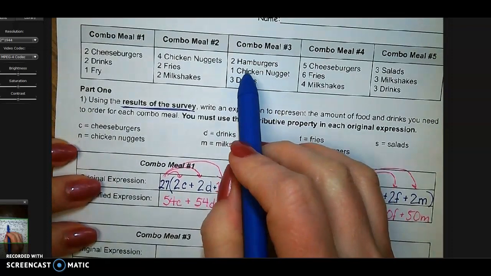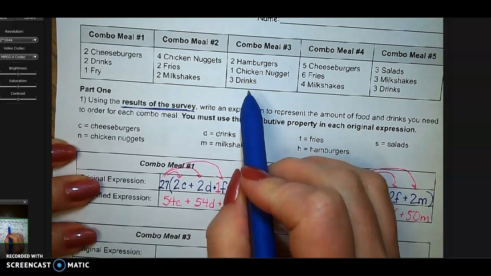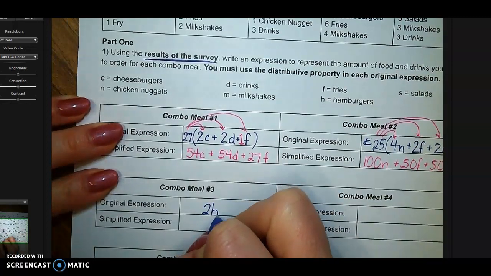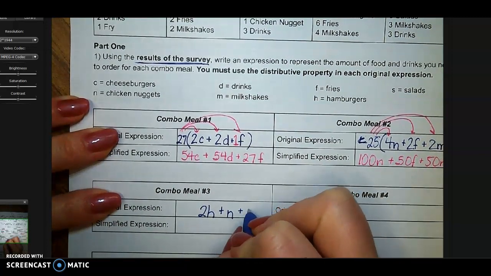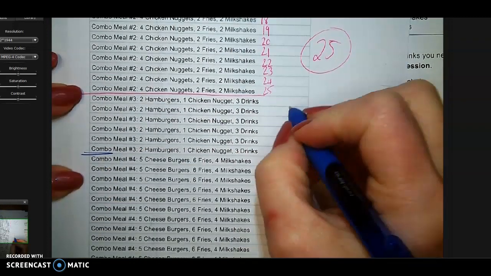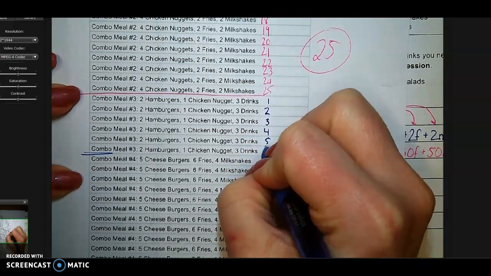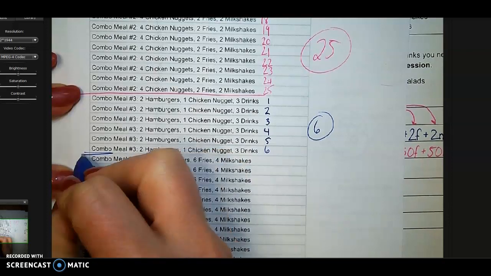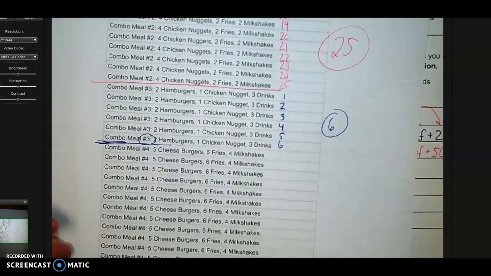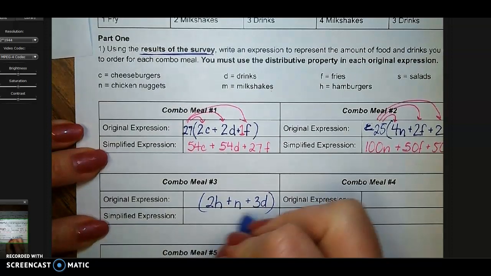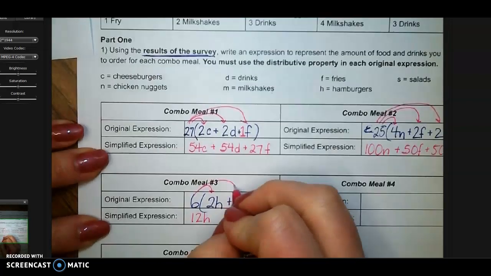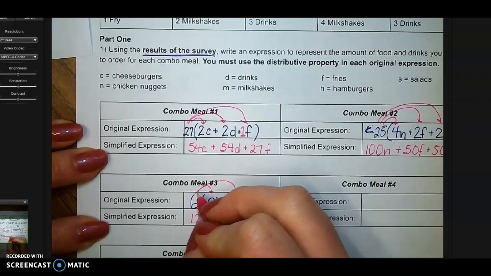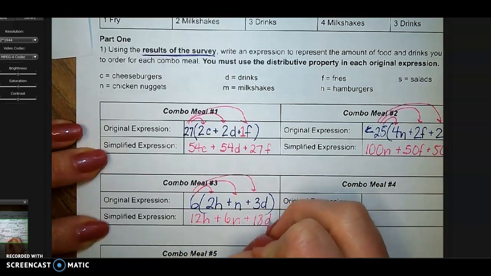Combo meal number 3 was 2 hamburgers, 1 chicken nugget, and 3 drinks. So 2 hamburgers plus 1 chicken nugget, which you can put a 1 in front of if you want, and 3 drinks. Combo meal number 3, not too many takers on this. I've got 1, 2, 3, 4, 5, and 6. So there were 6 of those combo meal number 3s. So I'm going to multiply this all by 6, which means I get 12 hamburgers, 6 chicken nuggets, and 18 drinks.